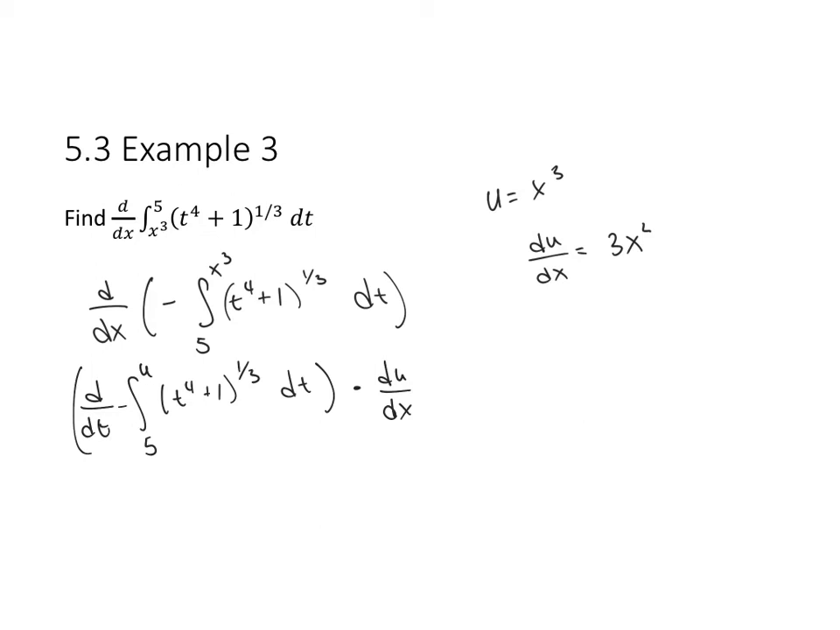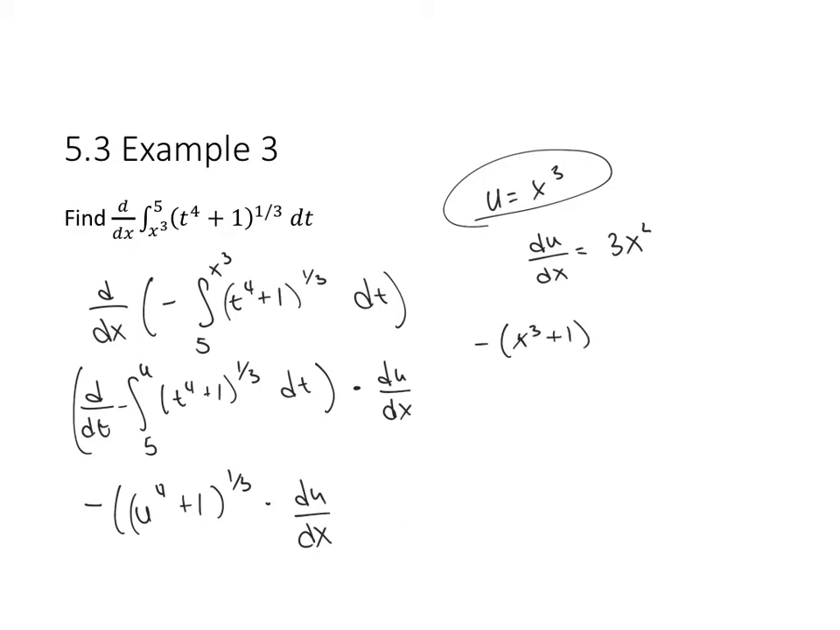Okay, so now let's do the antiderivative of the derivative here, and the negative is going to just come for the ride. So I'm going to put that on the outside. u to the fourth plus 1 to the 1/3 times du dx. All right, now let's substitute in what I know for u. u is x cubed, so let's substitute that in. So we have negative x cubed plus 1 to the 1/3, and then times du dx is 3x squared. So if I wanted to make it look a little bit prettier, I could move it out in front.